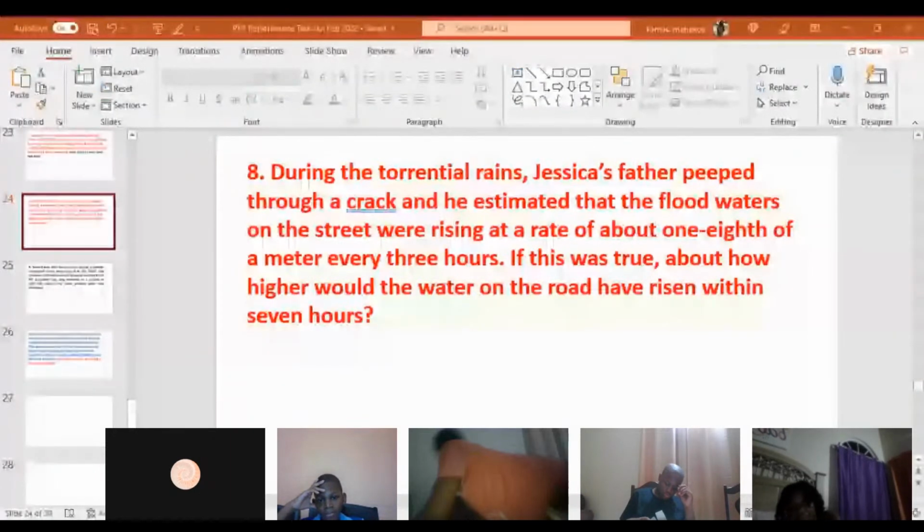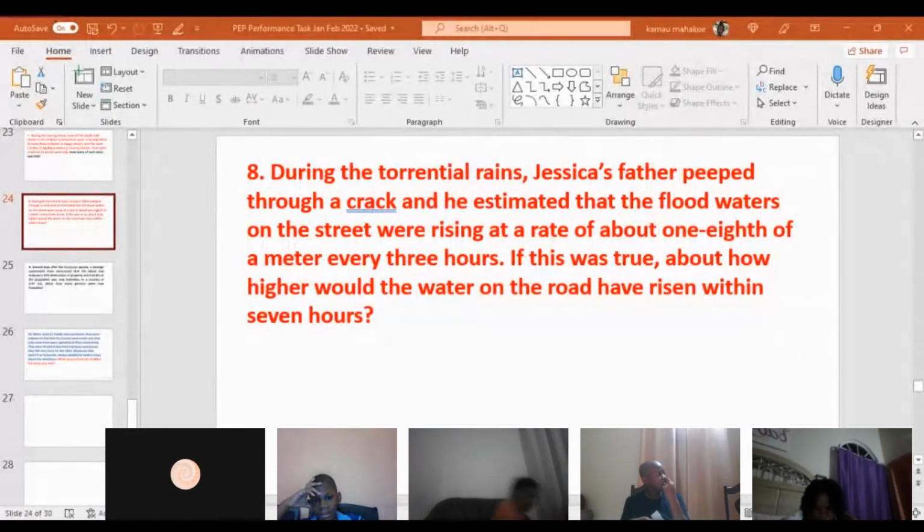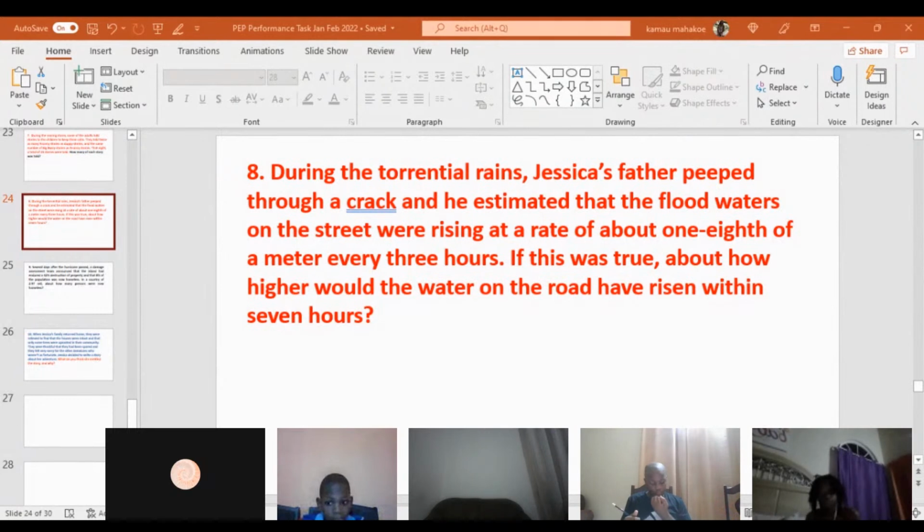But I think it would be more accurate if I multiplied it by 2. Give me the figure again. 37.5. Give me the figure. No, Miss, 12.5 centimeters. How many meters? 0.125. All right. So 0.125 meters each. So every 3 hours, it rises 12.5 centimeters, Miss.